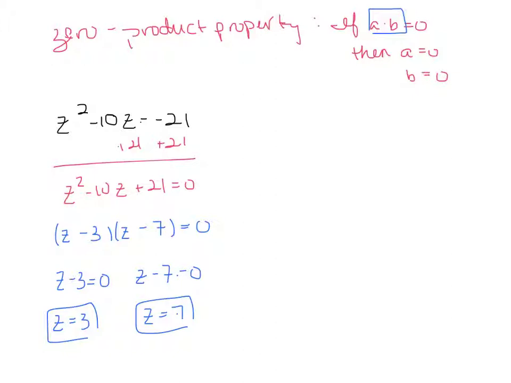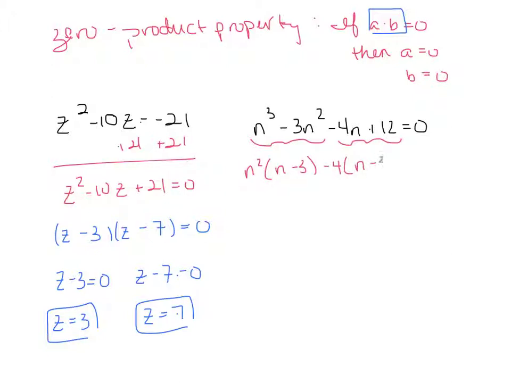Let's go ahead and look at number 30. 30 says n cubed minus 3n squared minus 4n plus 12 equals 0. So not exactly in that trinomial form that we are used to, but if you remember, whenever you have four terms, you want to factor by grouping. And so from the first two, we can pull out an n squared, leaving an n minus 3. And from the second two, I want to pull out actually a negative 4 so that I also get an n minus 3 because we pulled out that negative.